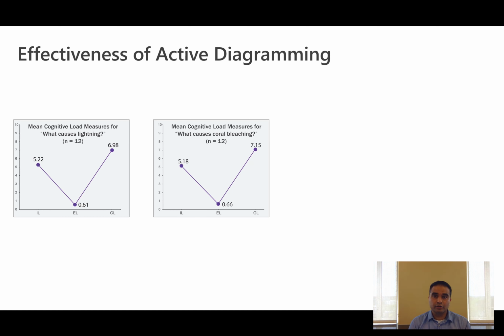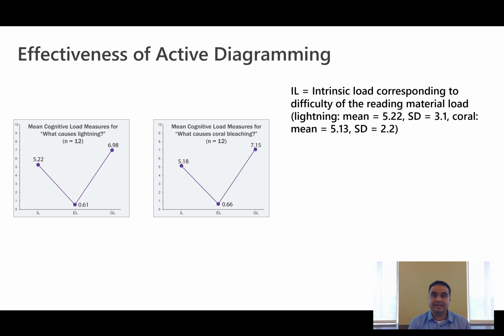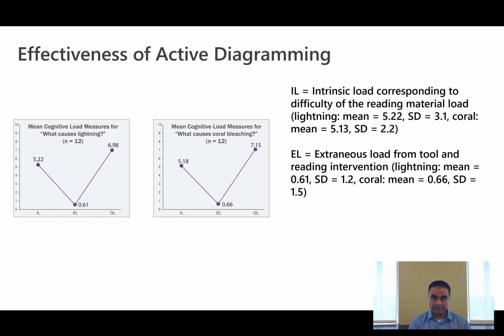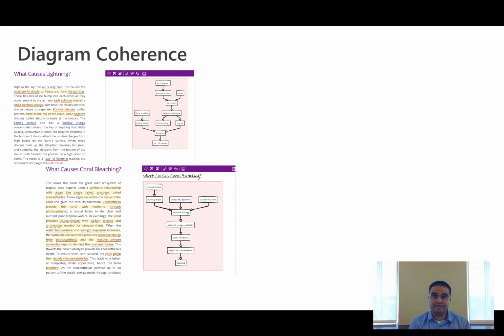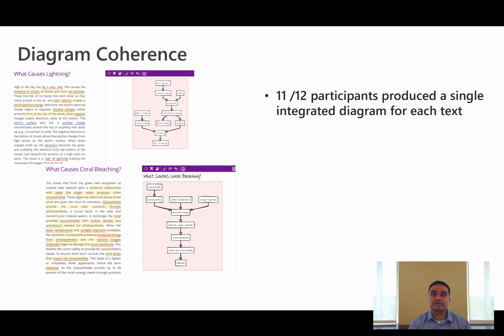The cognitive load questionnaire measures the intrinsic load, which is the difficulty of the content, the extraneous load from using the tool intervention, and germane load, which is readers' self-perceived learning. As we can see, participants reported fairly low extraneous load from using the tool. Unlike the probe study, 11 out of 12 participants produced a single coherent diagram for the explanation.